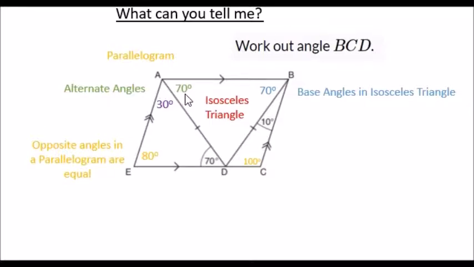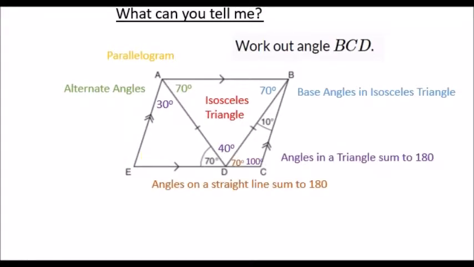We could also have done this, recognised the first two the same again. The angle at DAB is 70, the angle at ABD is 70. But then if you didn't recognise this angle here as alternate to up here, you could have done opposite angles in a parallelogram are equal. Angles in a triangle add up to 180, so this is 30. And then these are opposite angles in a parallelogram, so this would have to be 100.